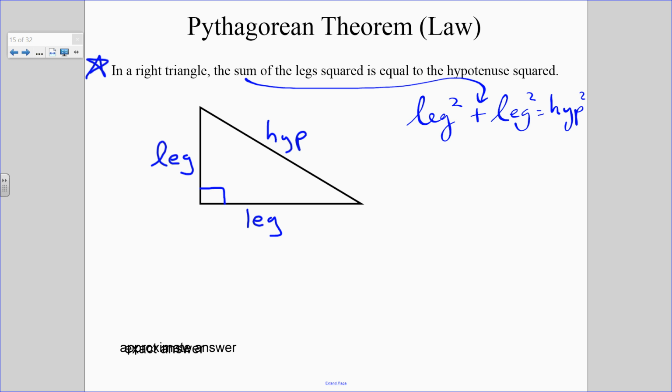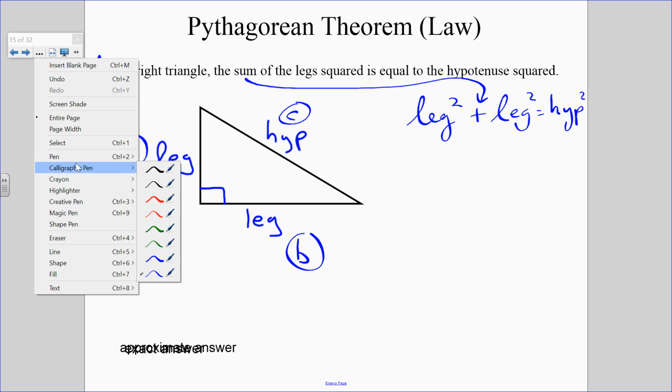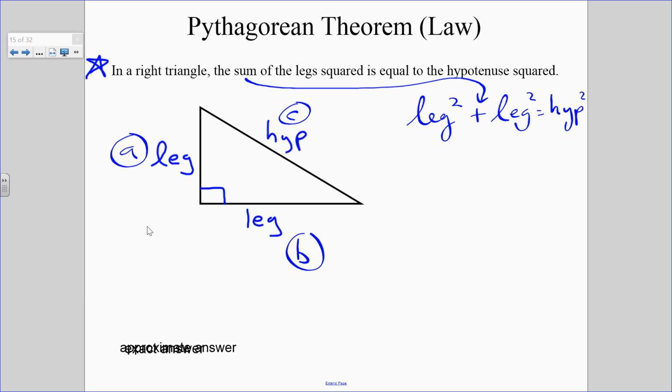And in common tradition, the legs are usually referred to as side A and side B. And the hypotenuse is typically referred to as side C for shortcut. So instead of legs, we just replace them with A and B. So A squared plus B squared is equal to C squared. In a lot of textbooks in the tradition of mathematics, the legs are always your A and B, and your hypotenuse is always your C. Just a little FYI, I'm going to write that down.